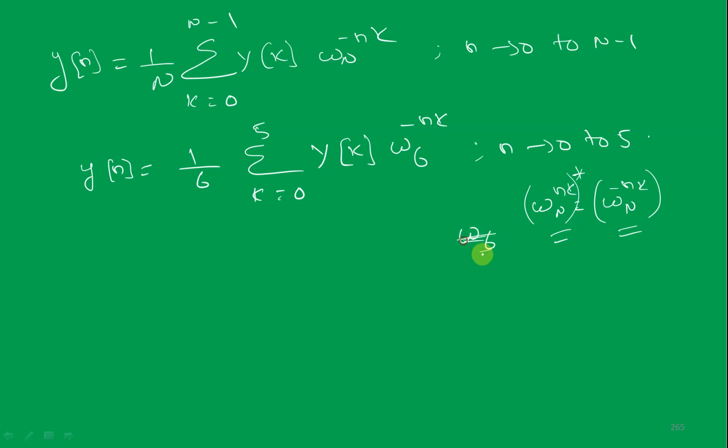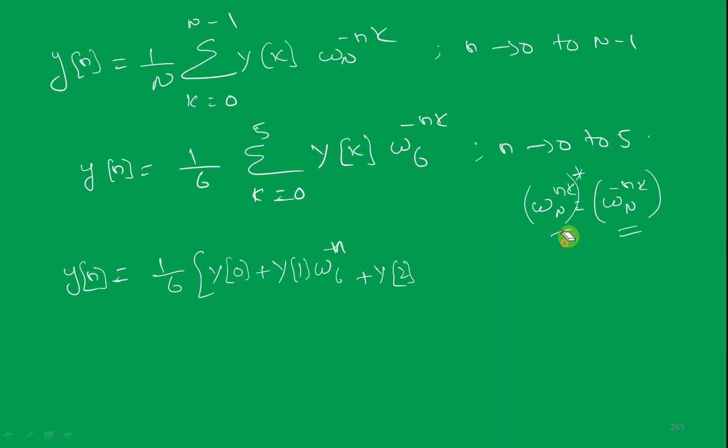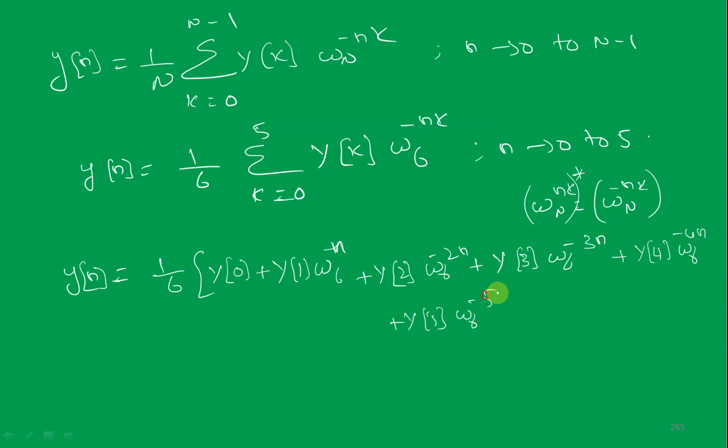Now based on that, the regular method is to take y of n with the expansion of this summation: Y of 0, plus Y of 1 W6 power minus n, plus Y of 2 W6 power minus 2n, Y of 3 W6 power minus 3n, Y of 4 W6 power minus 4n, Y of 5 W6 power minus 5n.